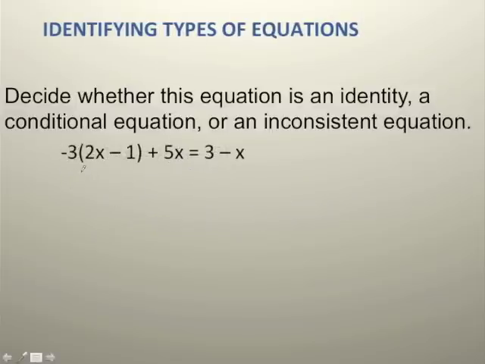Solving here, first thing to do, remove the parentheses. Negative 6x plus 3 plus 5x equals 3 minus x. Combining like terms, negative x plus 3 equals 3 minus x. Add x to each side. 3 equals 3. Well, that's true, and this turns out to be an identity.